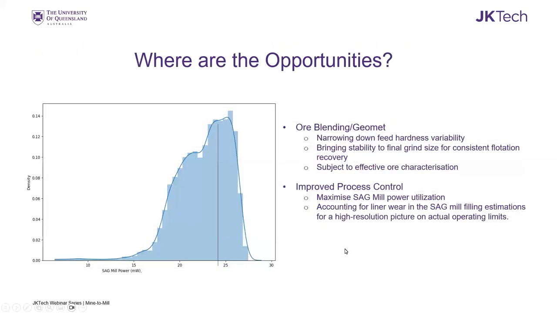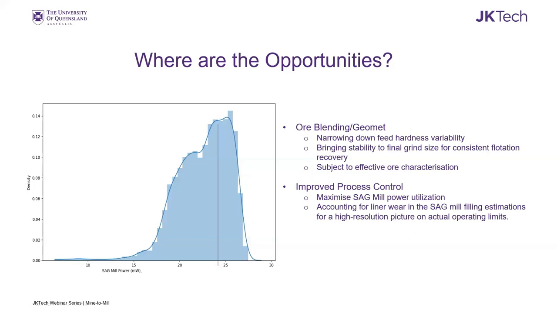So where are the opportunities in the SAG mill when we try to integrate the processes? What we see here is frequency distributions of SAG mill power at a particular mine site. This is not Antamina. Here I just want to illustrate what we are talking about. The opportunities are generally in the ore blending.